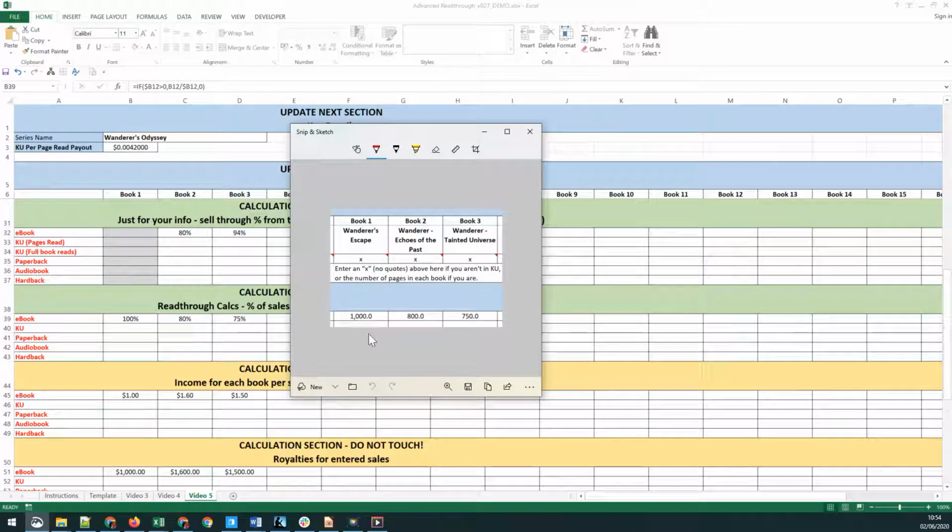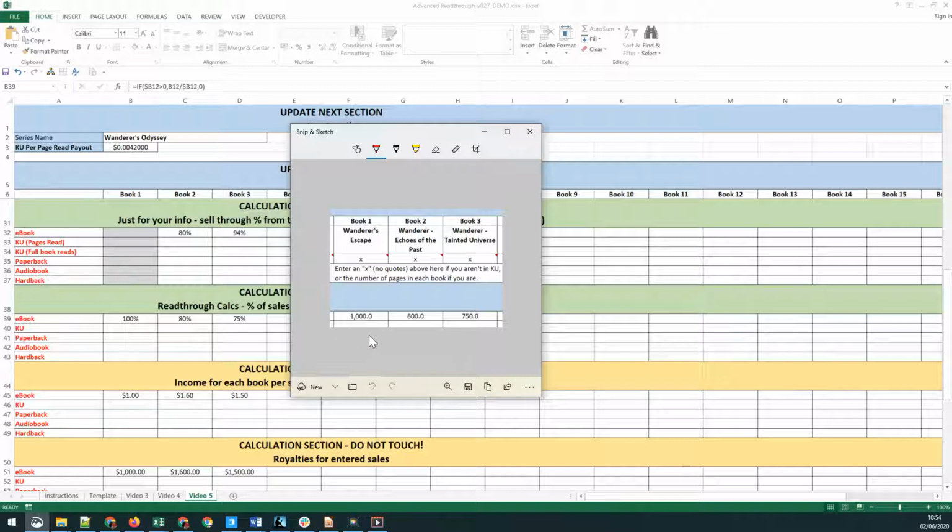So we can see that from book 1 to book 2, the sell-through was 80%, which is not overly surprising. 1,800, I deliberately chose fairly easy numbers. And from book 1 to book 3 is 75%, so 1,750, that's 3/4. So that's not too bad. Obviously, if these were much nastier numbers, it would be a lot harder to work out that calculation.